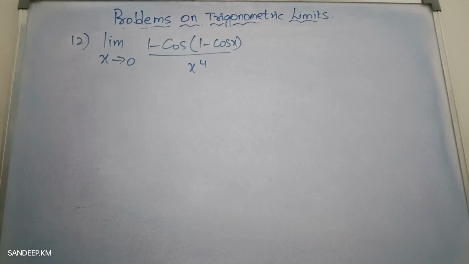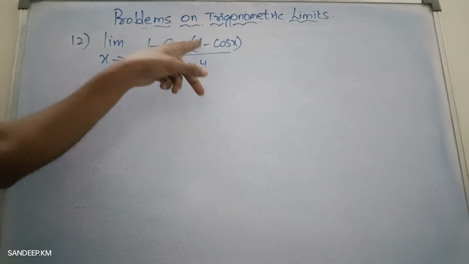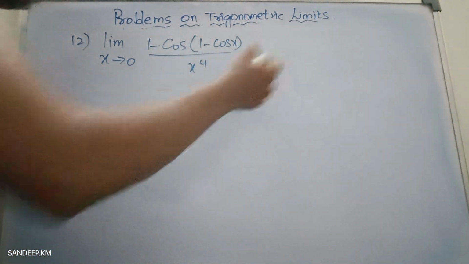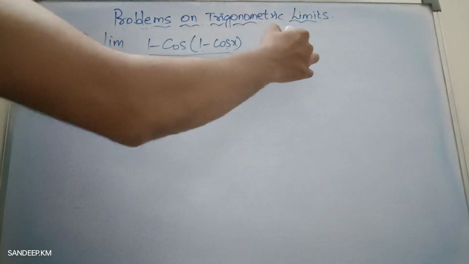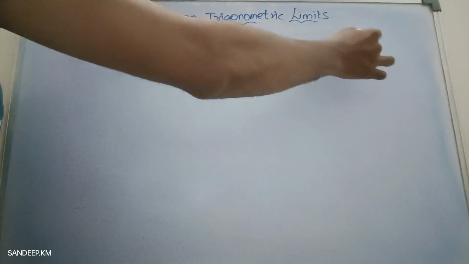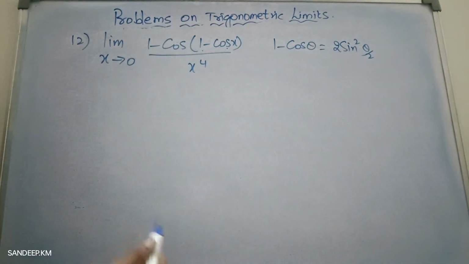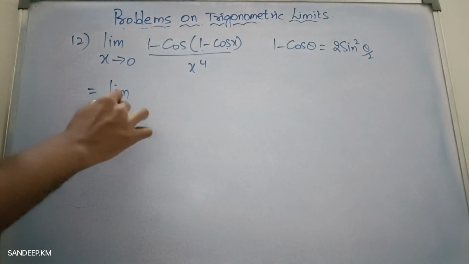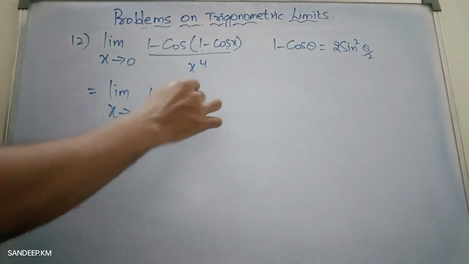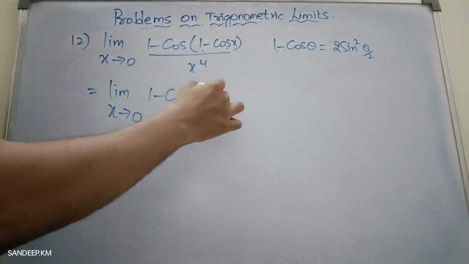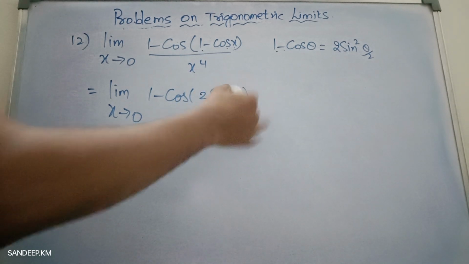Limit x approaches 0, 1 minus cos of 1 minus cos x, divided by x power 4. So which formula will we use to simplify this question? Obviously 1 minus cos x only. We know that 1 minus cos theta is 2 sine square theta by 2. Correct or not? I am going to use that formula. Limit x approaches 0, 1 minus cos of 1 minus cos x. 1 minus cos x will be 2 sine square x by 2.